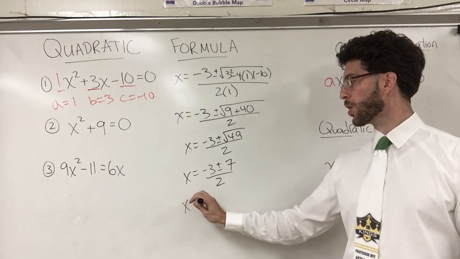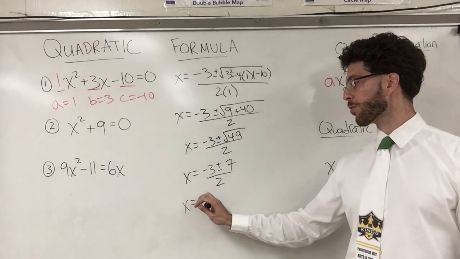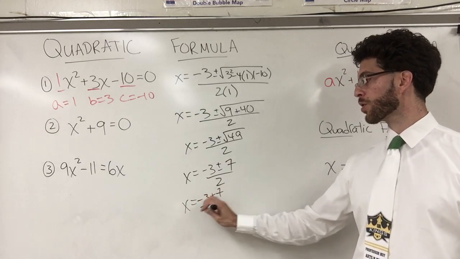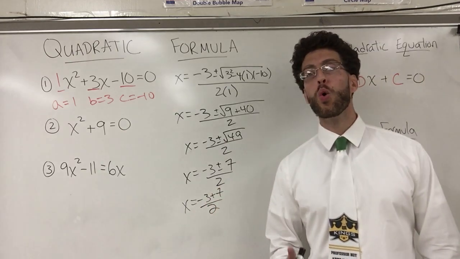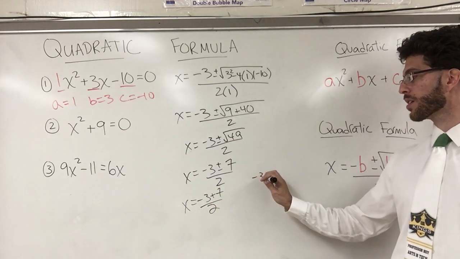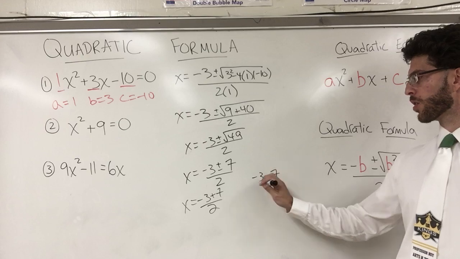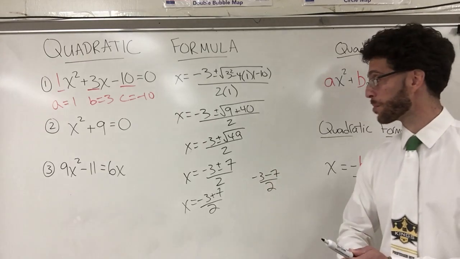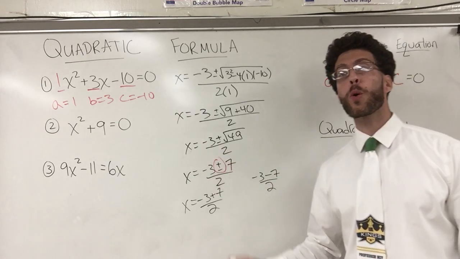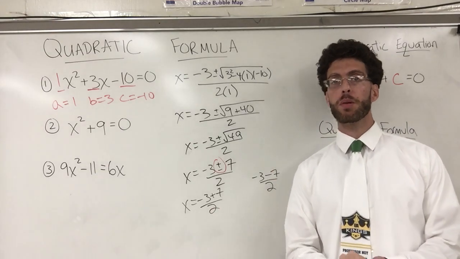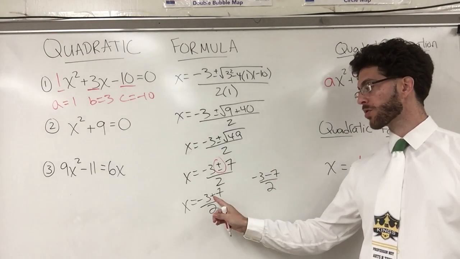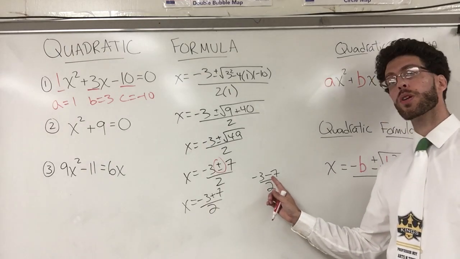So x equals negative 3 plus 7 over 2, or negative 3 minus 7 over 2. That's what this symbol means. Plus or minus means it's actually 2 different problems in one. So I need you to tell me the answer when it's plus. I need you to tell me the answer when it's minus.